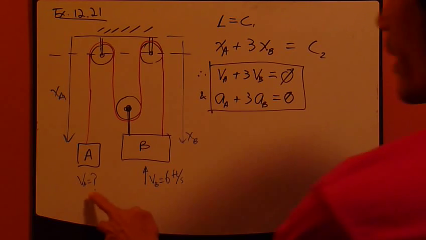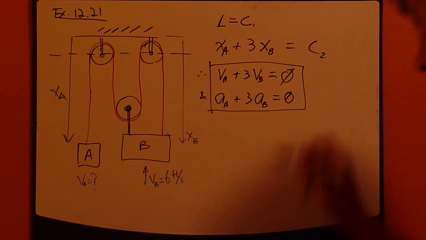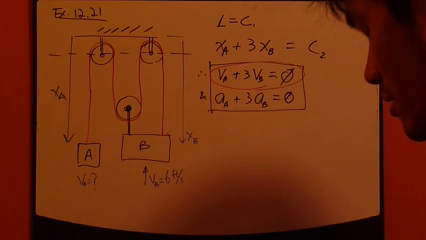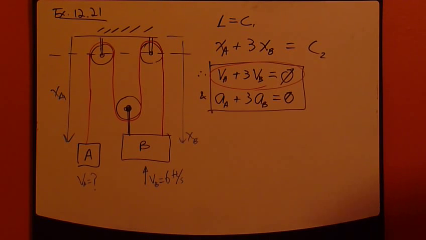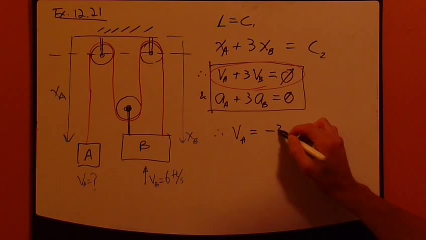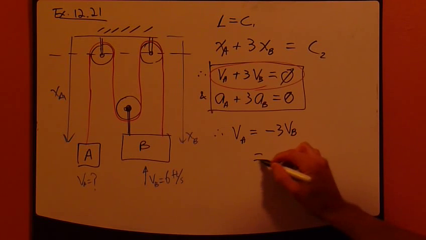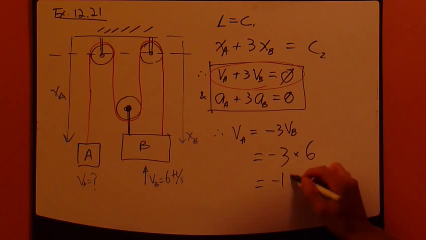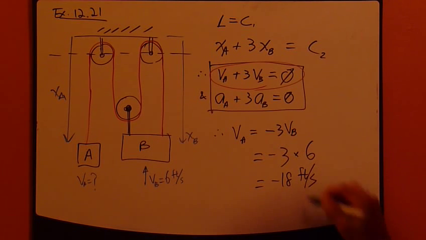Now here you're only asked to find VA. So all you have to do is take this equation. VA equals negative 3 VB. Just plug it in, VB is 6, so VA is negative 18 feet per second.